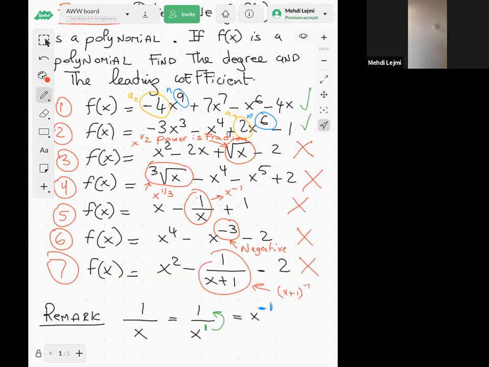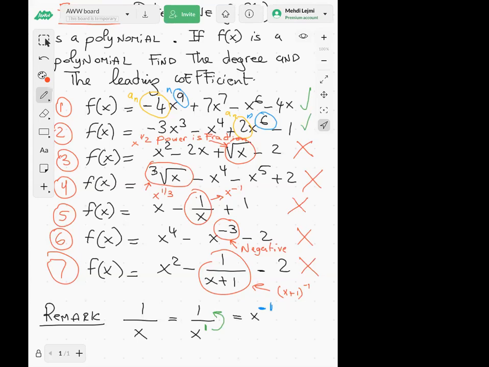So you see, guys, if you have a negative power, or a fraction as a power, then your f is not a polynomial. Okay, just be careful with that. Is there any question, guys, about this exercise? All right. So the first 2 are polynomials. The rest is just, it's not, right?